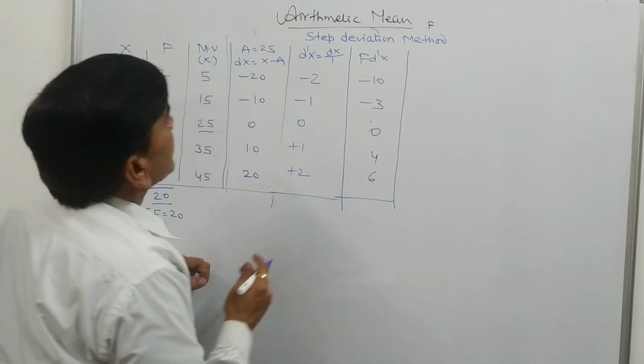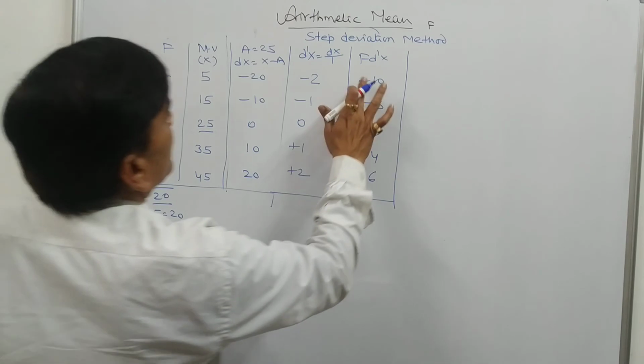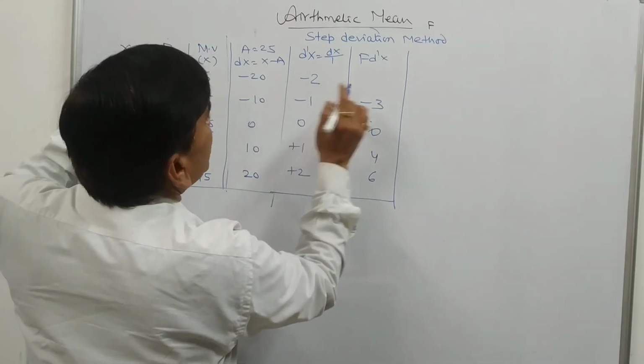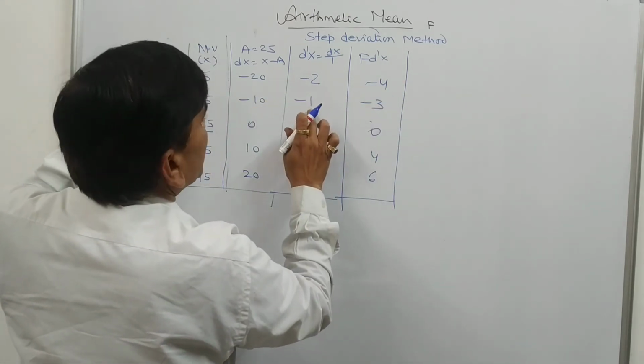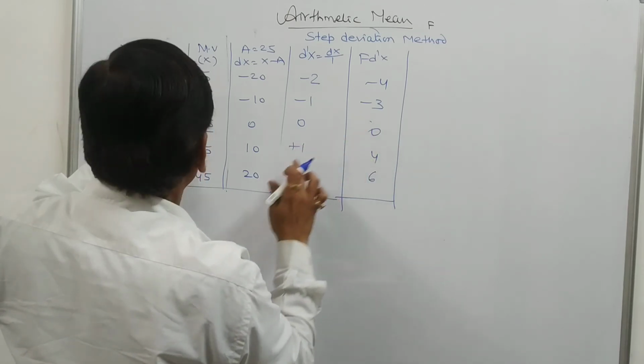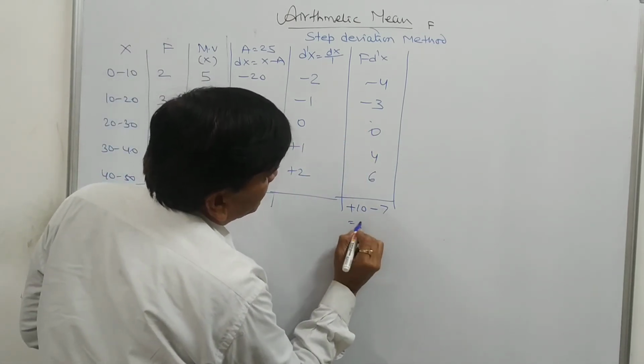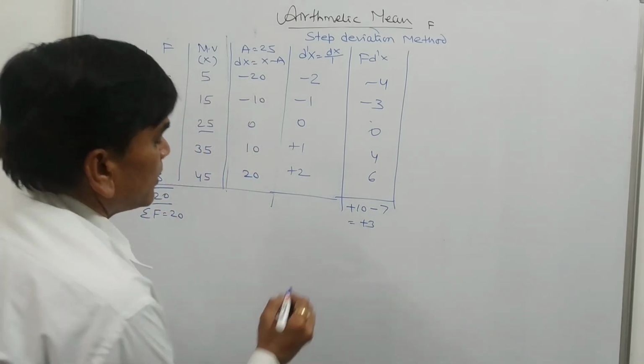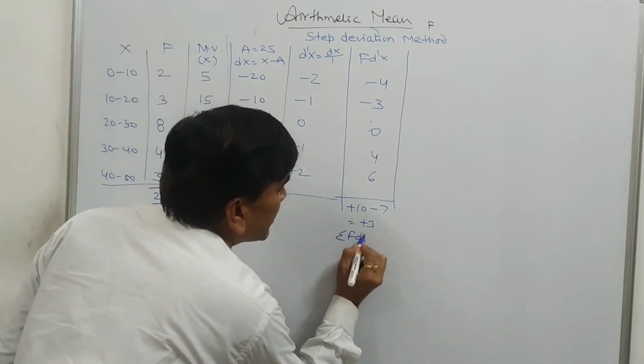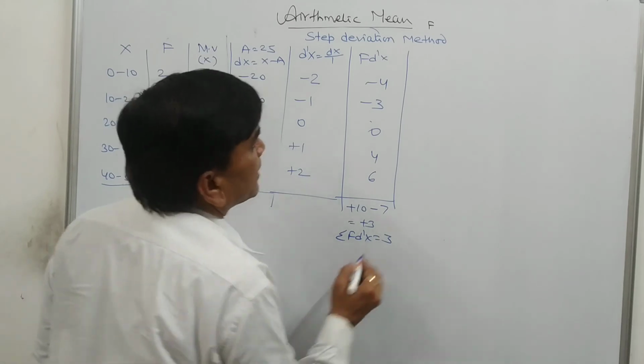The addition, this is wrong. 5 multiplied by minus 2 is minus 10, 3 multiplied by minus 1 is minus 3, 8 multiplied by 0 is 0. 4 multiplied by 1 is 4, 3 multiplied by 2 is 6. So plus 10 minus 7, that is plus 3. Sigma f d dash x value is equal to plus 3.